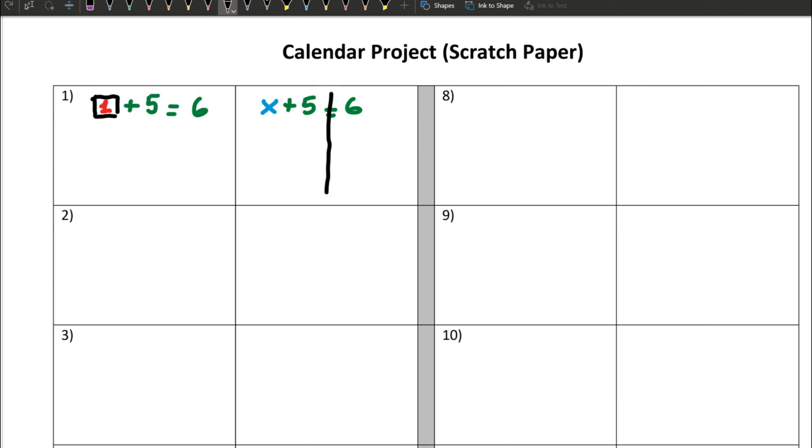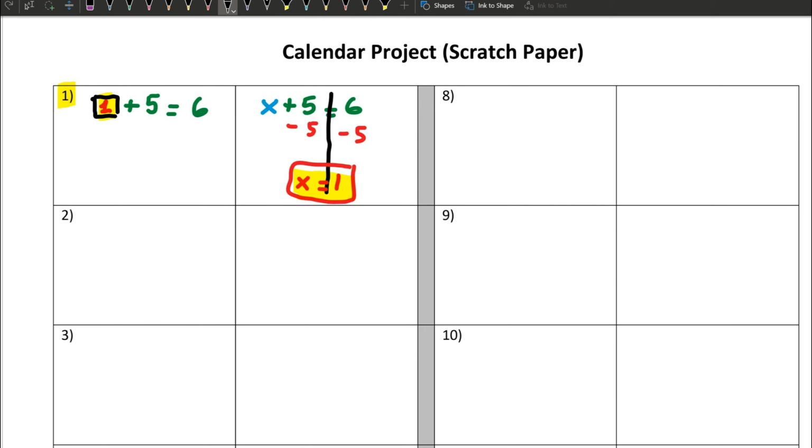Okay, solving for x, we're going to subtract 5 from both sides. So x equals 6 minus 5, which is 1. Do you see it? Our answer matches the date, which is the 1 in the box. Okay, relax, pause the video, make sure you understand what's going on in the first problem, and then I'm going to show you the second problem. Pause the video if needed.